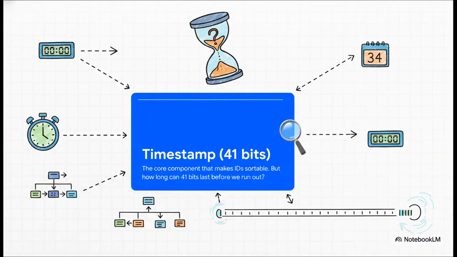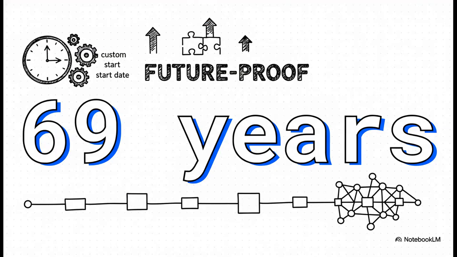So we've got 41 bits set aside for the timestamp. Now, you might be wondering, okay, but how long will that actually last? Don't we eventually run out of numbers? That's a great question, and the answer is pretty amazing. 69 years. By setting a custom start date, what they call an epoch, this system is designed to keep on working for decades. That is some serious future-proofing built right into the design.